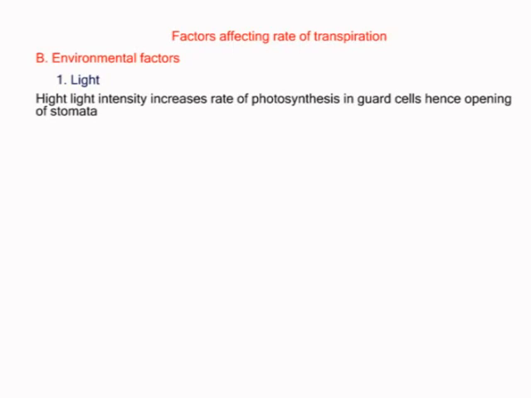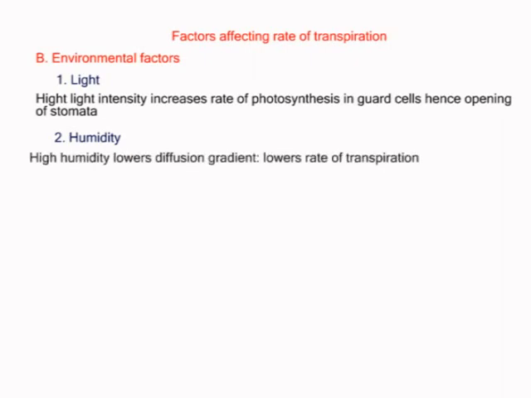The next environmental factor is humidity of the atmosphere. When it is humid, water vapor in the atmosphere is very high compared to that in the intercellular spaces, and hence the water vapor diffusion gradient is low. Now, this means that the rate of transpiration is low when the humidity is high. When the atmosphere is dry, the water vapor diffusion gradient is steep and the rate of transpiration is high.